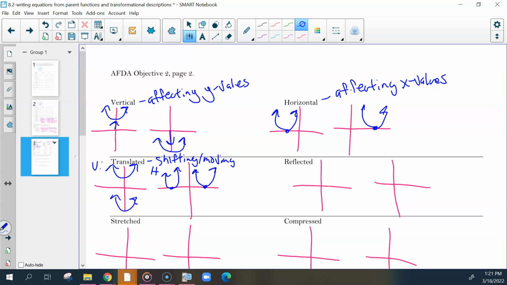Okay. For reflected. For reflected vertically, this is going to flip it completely upside down. I should actually draw in the parent function for everything. It's not a good parent function, but sure.